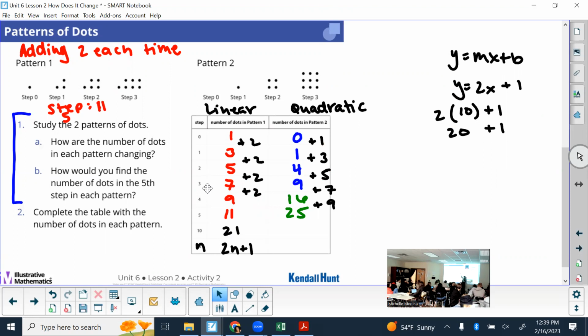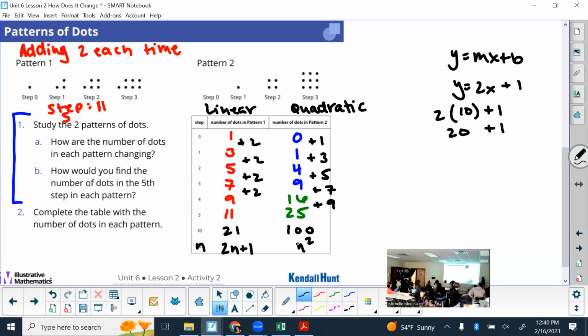So what's 0 squared? What's 1 squared? 2 squared? 3 squared? 4 squared? 5 squared? And 10 squared? 100. So that's what step 10 is going to be. What's my n step going to be? What can I plug in? What expression can I plug in to find any value of n? For this one, it's n squared. That's the pattern. We're taking the input and squaring it.